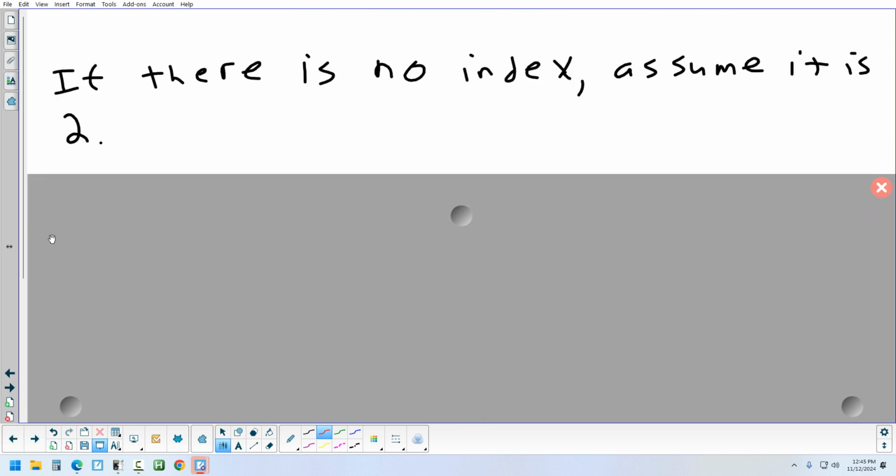I already said that to you. If you do not write an index, you just put something like this, we assume that it is a square root. Square root has an index of 2.